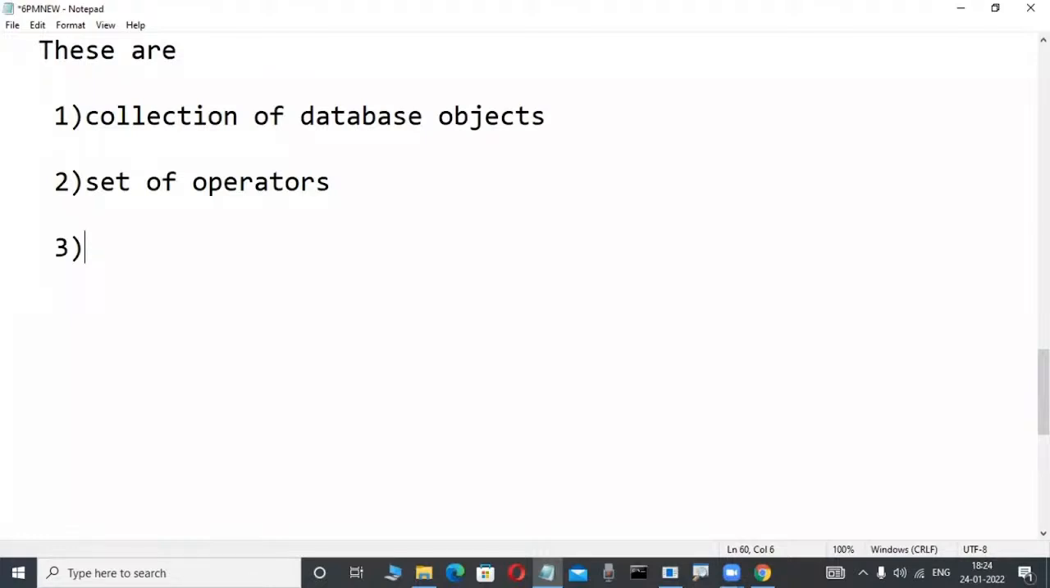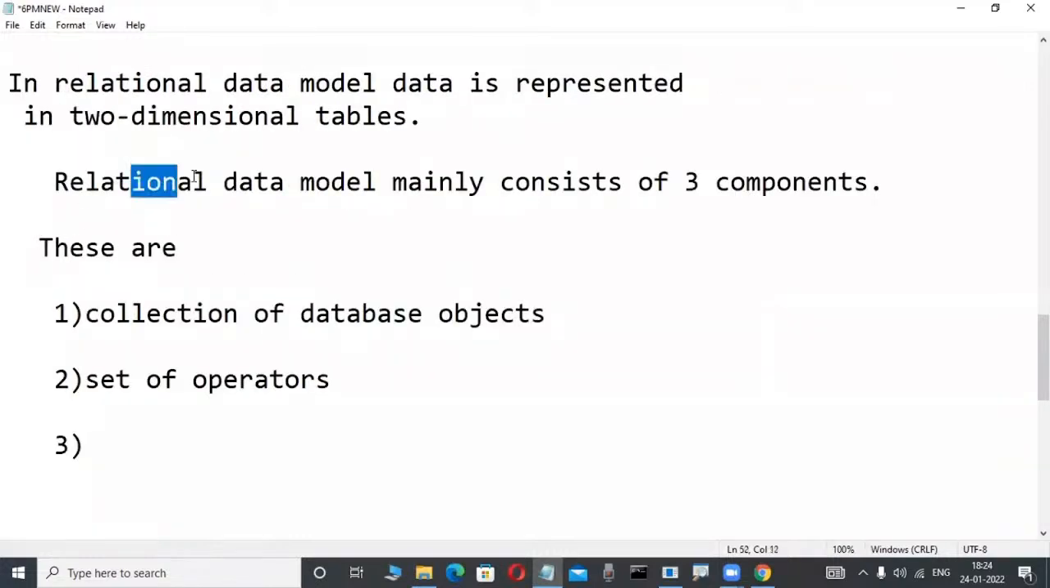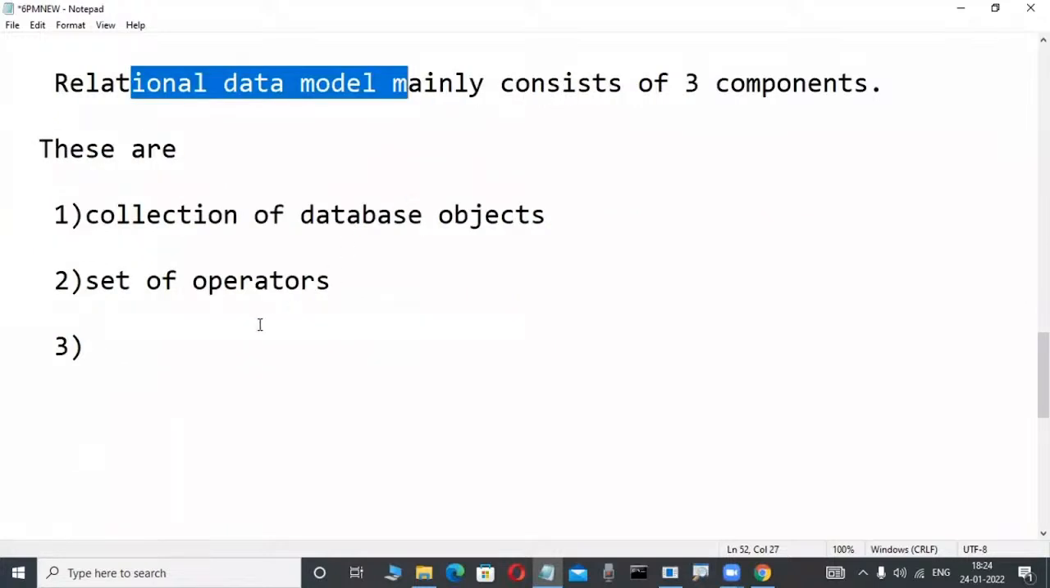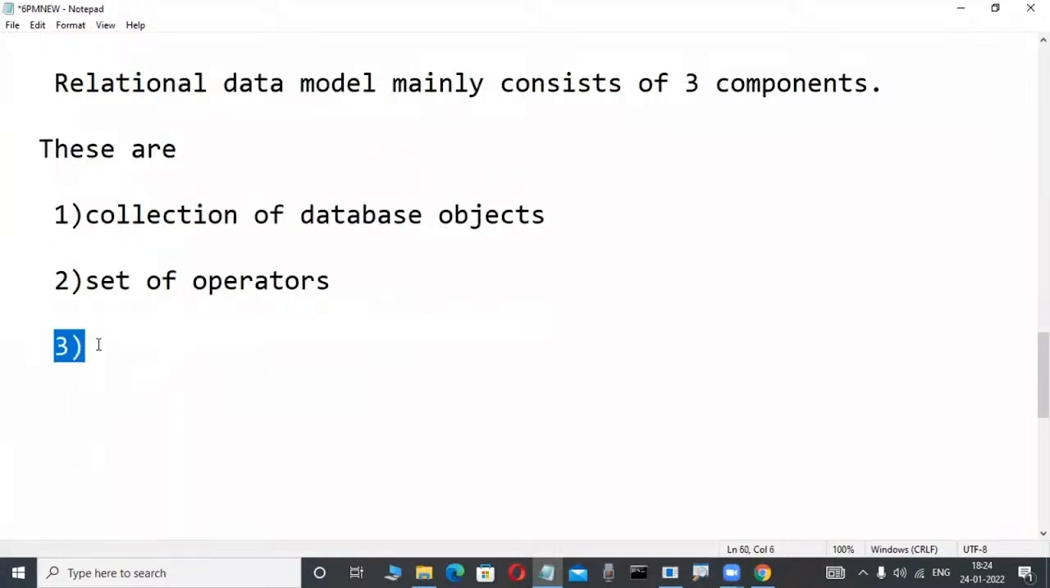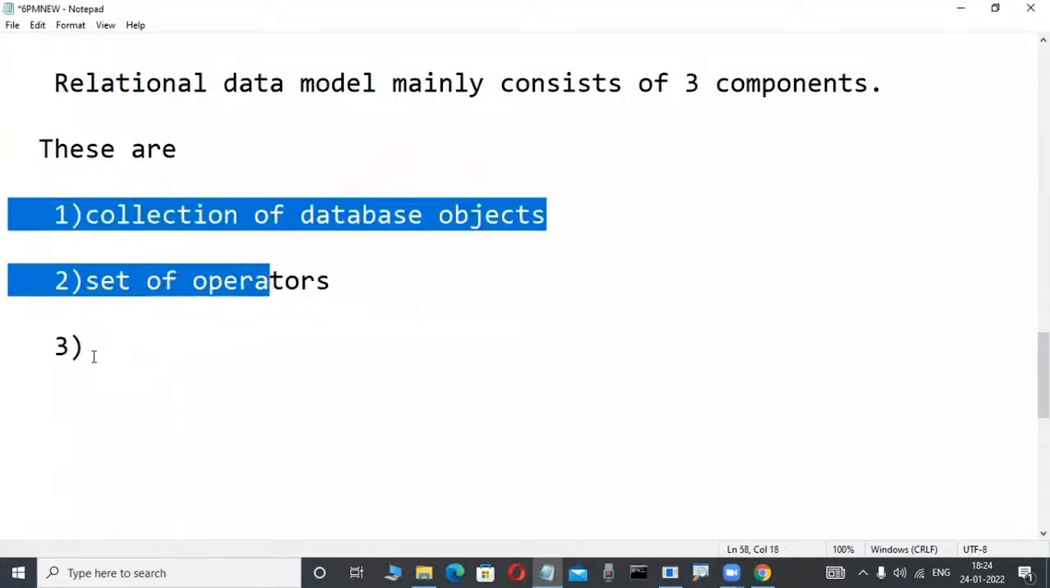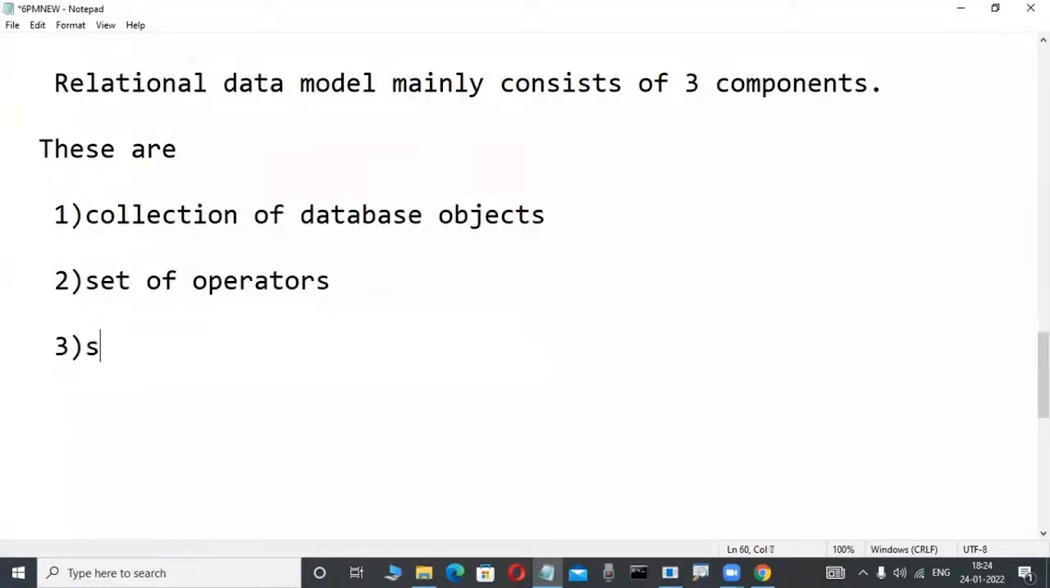So many fellows don't know this. Actually, in the relational data model, the difficulty that learners or experienced people face, and even on the interview side, the third point is the only important one. These two are easy. The third point is most powerful. Relational data model products always work based on a set of integrity rules. Very, very important.